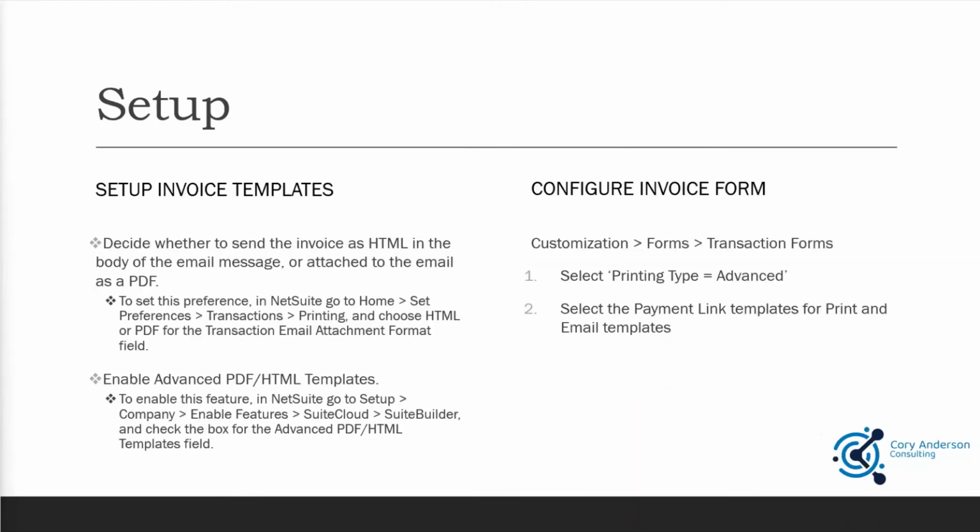The next setup step is to set up the invoice templates. There are a couple of pieces to this. First of all, you need to decide whether to send the invoice as HTML in the body of the message or attached to the email as a PDF. To set this preference, you would go to Home, Set Preferences, Transactions, and then Printing, and then choose HTML or PDF in the Transaction Email Attachment Form field. I'll show you where that is.